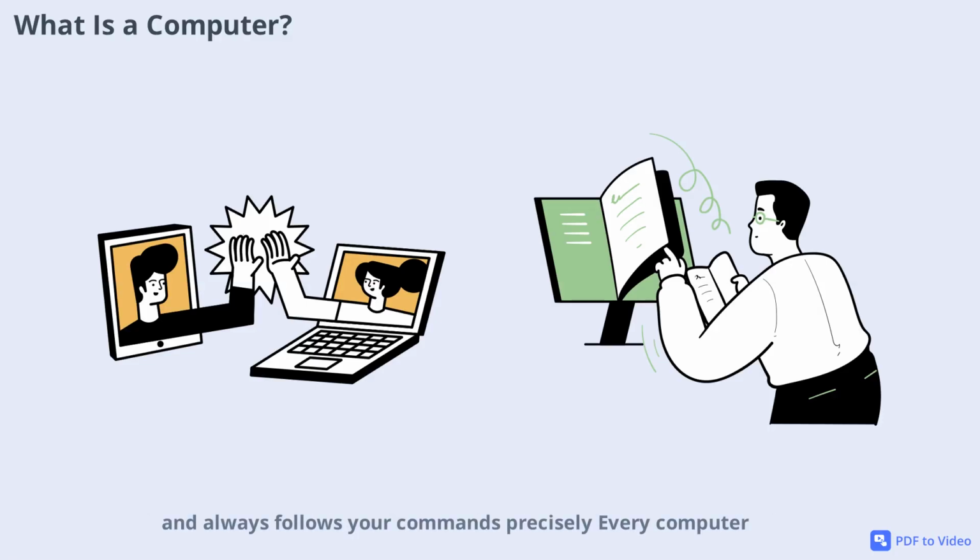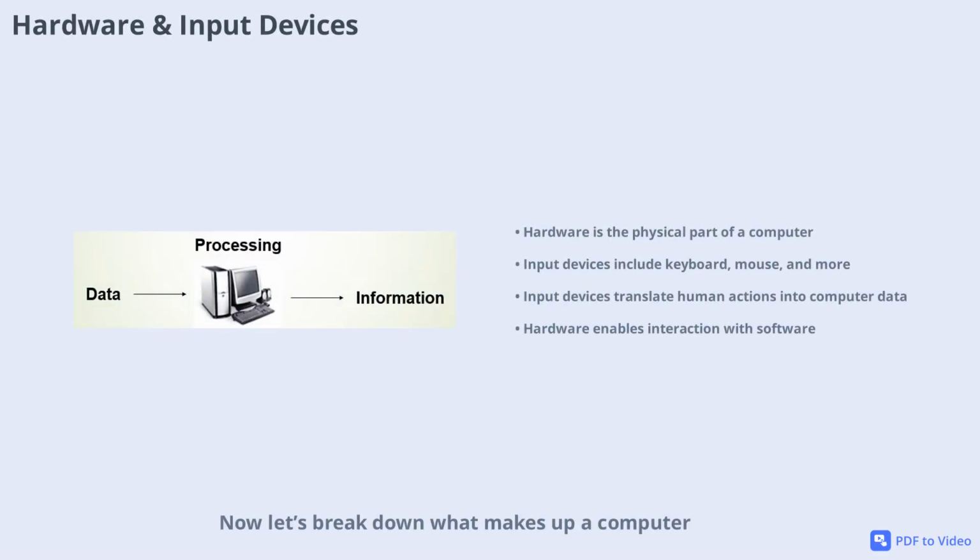Every computer, whether it's a desktop, laptop, or smartphone, works through a cycle. It takes in data, stores it, processes it, generates output, and controls all these steps seamlessly. This foundational understanding sets the stage for exploring the parts and functions that make computers so powerful and versatile in our daily lives. Now let's break down what makes up a computer.